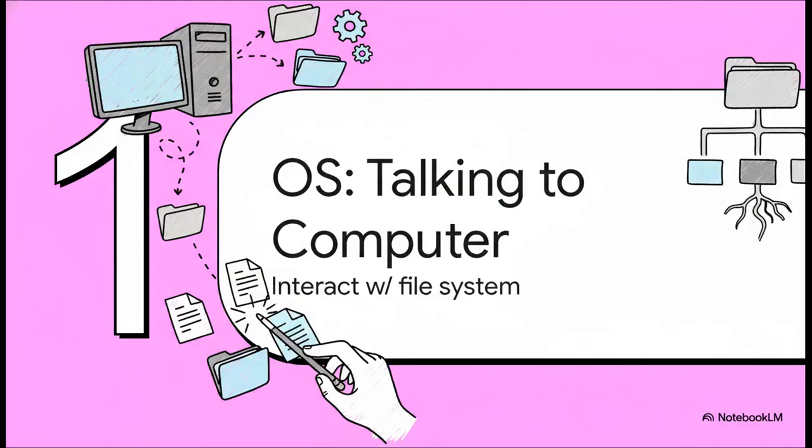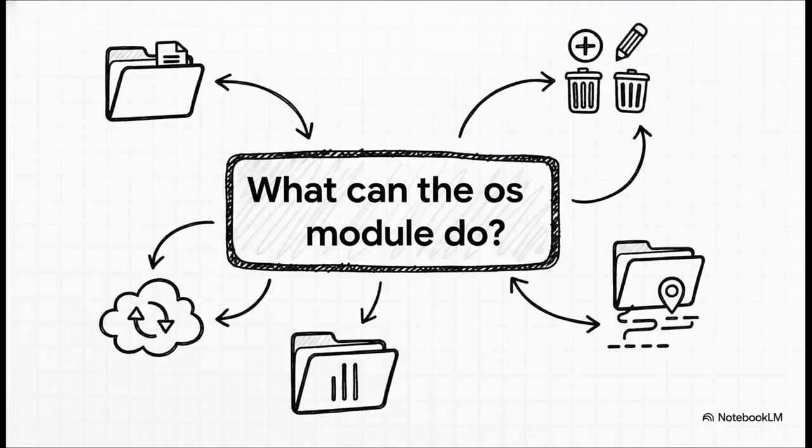Okay, let's start with the os module. This is where your code really gets its hands dirty. It's how your script reaches out of that digital box and starts messing with the actual file system on your machine. This is the secret sauce for any kind of serious automation. So, what can you actually do with it?